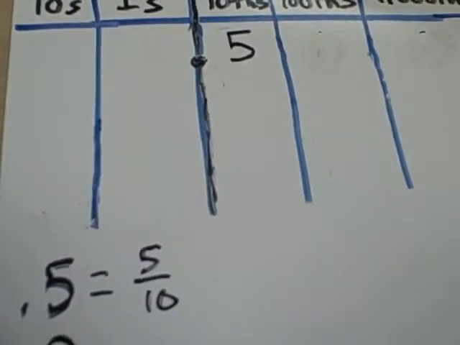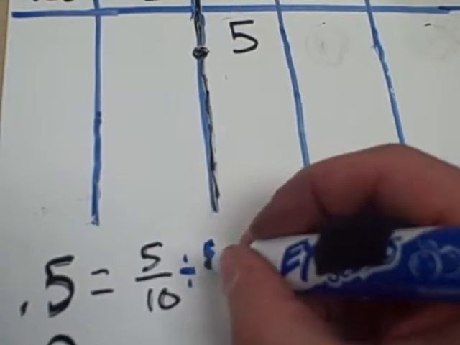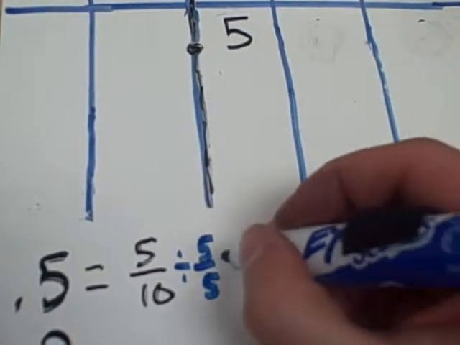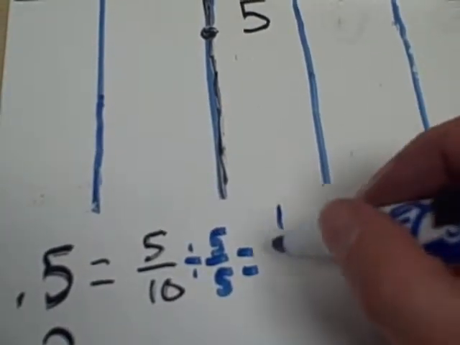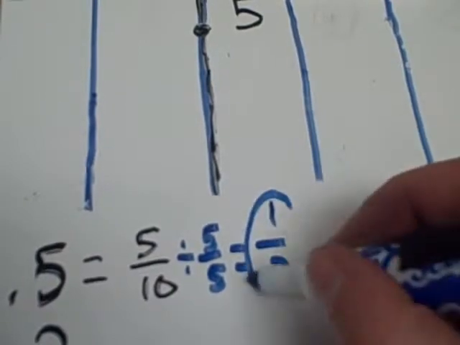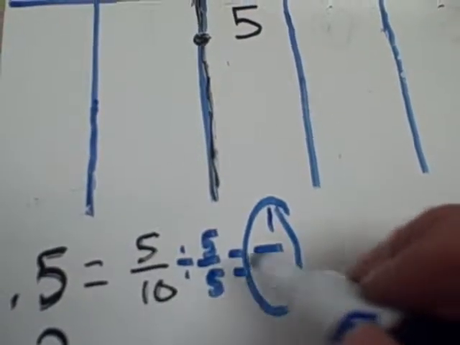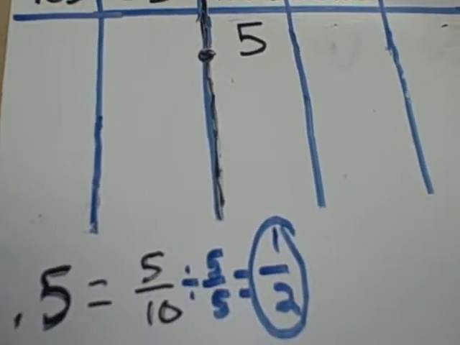And when we know that we can simplify that, we can divide the numerator and the denominator by 5. So let's go ahead and simplify that. 5 divided by 5 is 1, and 10 divided by 5 is 2. And our new fraction, which is equivalent to 0.5, is 1/2. 0.5 is half of a whole. Okay, let's try the next decimal.